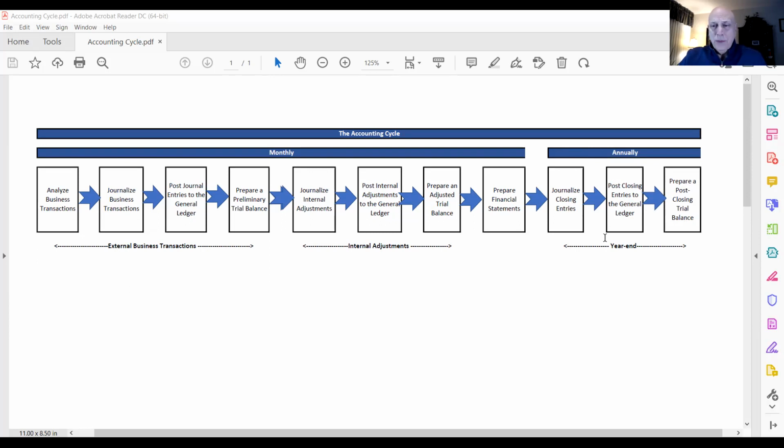And why do we do this closing process? We do this closing process because at the end of the period, we need to close out our temporary accounts. We have two different types of accounts: permanent accounts and temporary accounts. We're going to close out those accounts that are temporary.